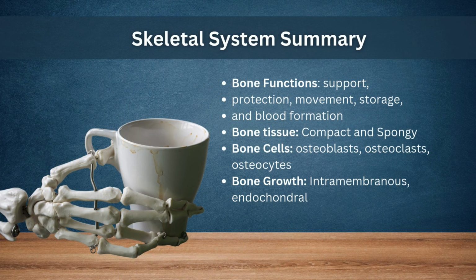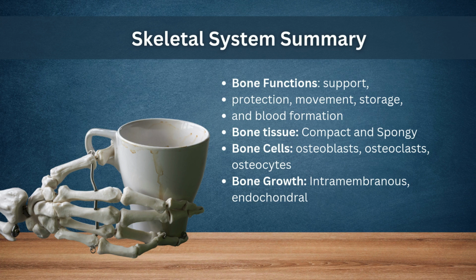In summary, the human skeleton is well adapted for the functions it must perform. The functions of bones include support, protection, movement, mineral storage, and formation of blood cells. There are 2 types of bone tissue: compact and spongy. Compact bone consists of closely packed osteons or Haversian system. Spongy bone consists of plates of bone, called trabeculae, around irregular spaces that contain red bone marrow.